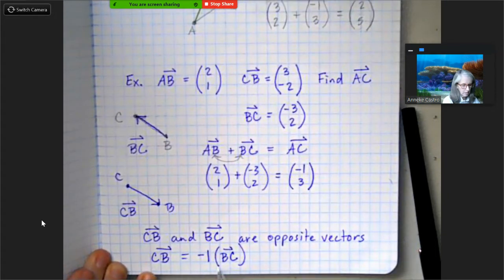Okay, so here's just a little vocabulary. CB and BC are opposite vectors. They have the same magnitude, they're the same length, but they're just going in different directions. So if you have the components of BC, you can just multiply them by negative 1 to get CB, and vice versa. If you had CB, you can multiply it by negative 1 to get the opposite vector, BC.